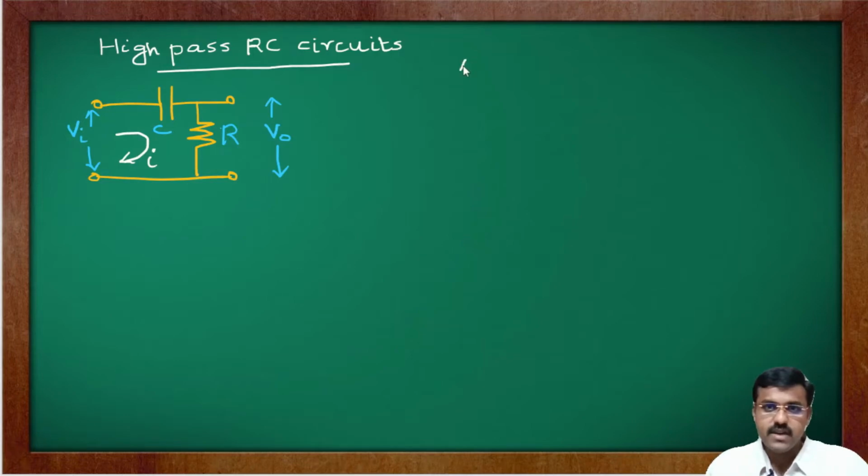So what is a filter? A filter will pass a particular set of frequencies and it will block another set of frequencies. Correct? The circuit diagram shows a high pass filter.